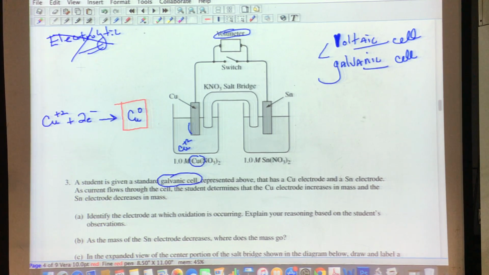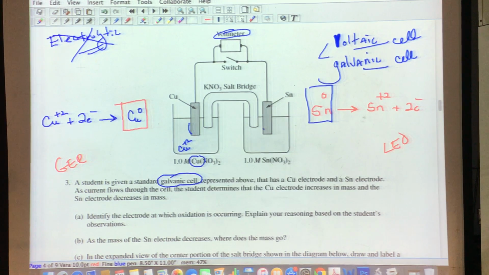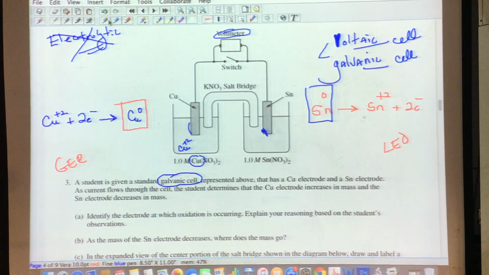The tin on the other side must be oxidizing. The 0 must be losing some electrons. We're going to guess it's 2 electrons because tin has a couple of different oxidation states. So tin plus 2 and 2 electrons. Reduction is gaining electrons, and oxidation is Leo, losing electrons. What happens here is solid tin, I'm going to show it disappearing, becomes tin plus 2.